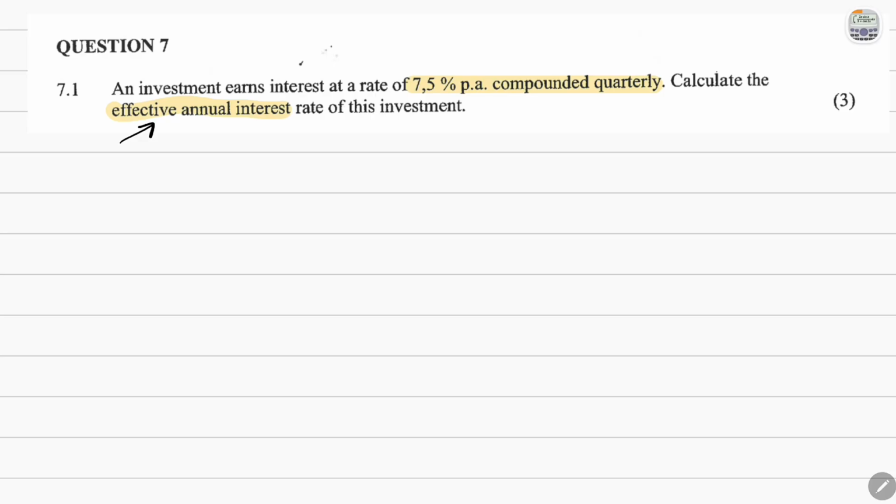meaning they have given us a nominal. Okay, so here's the formula. It's simply 1 plus I effective. Now, normally you'll see this formula say to the power of 1. It's just because it's per annum, but we don't really need to write that 1. So it's equal to, and we'll say 1 plus I nominal. Now, this has a compounding, so it's over n raised to the power of n.